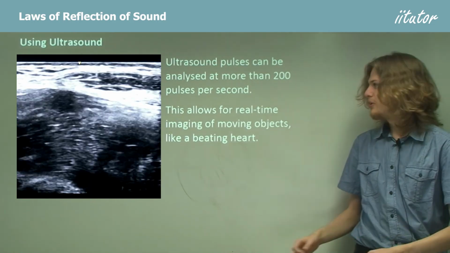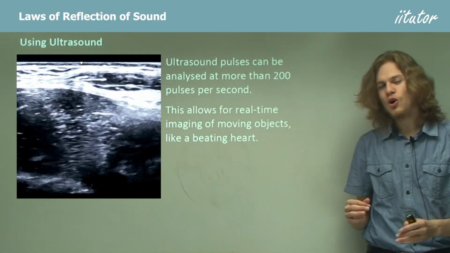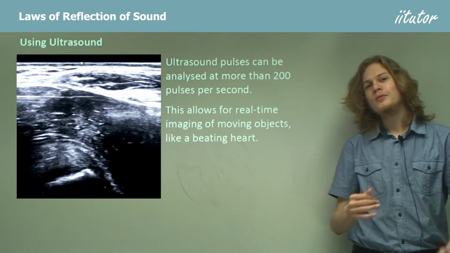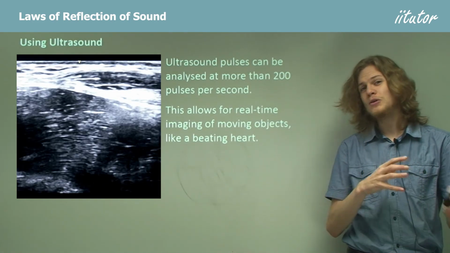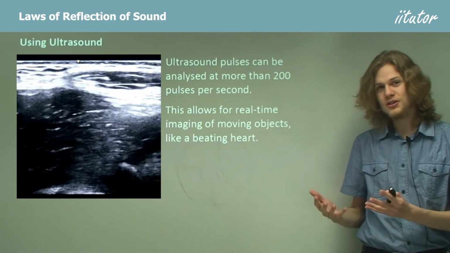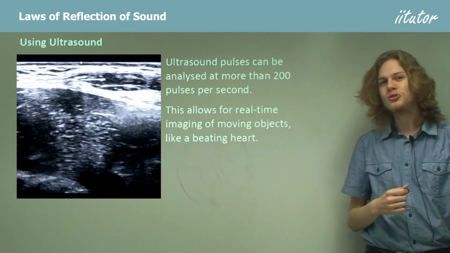Using ultrasound at many pulses per second, we can create real-time images of things that are moving inside a body. For example, we can use ultrasound to look at a beating heart and see exactly how it's beating. And of course, we can also use it to look at unborn embryos or fetuses. We can see a picture of an unborn child over here.